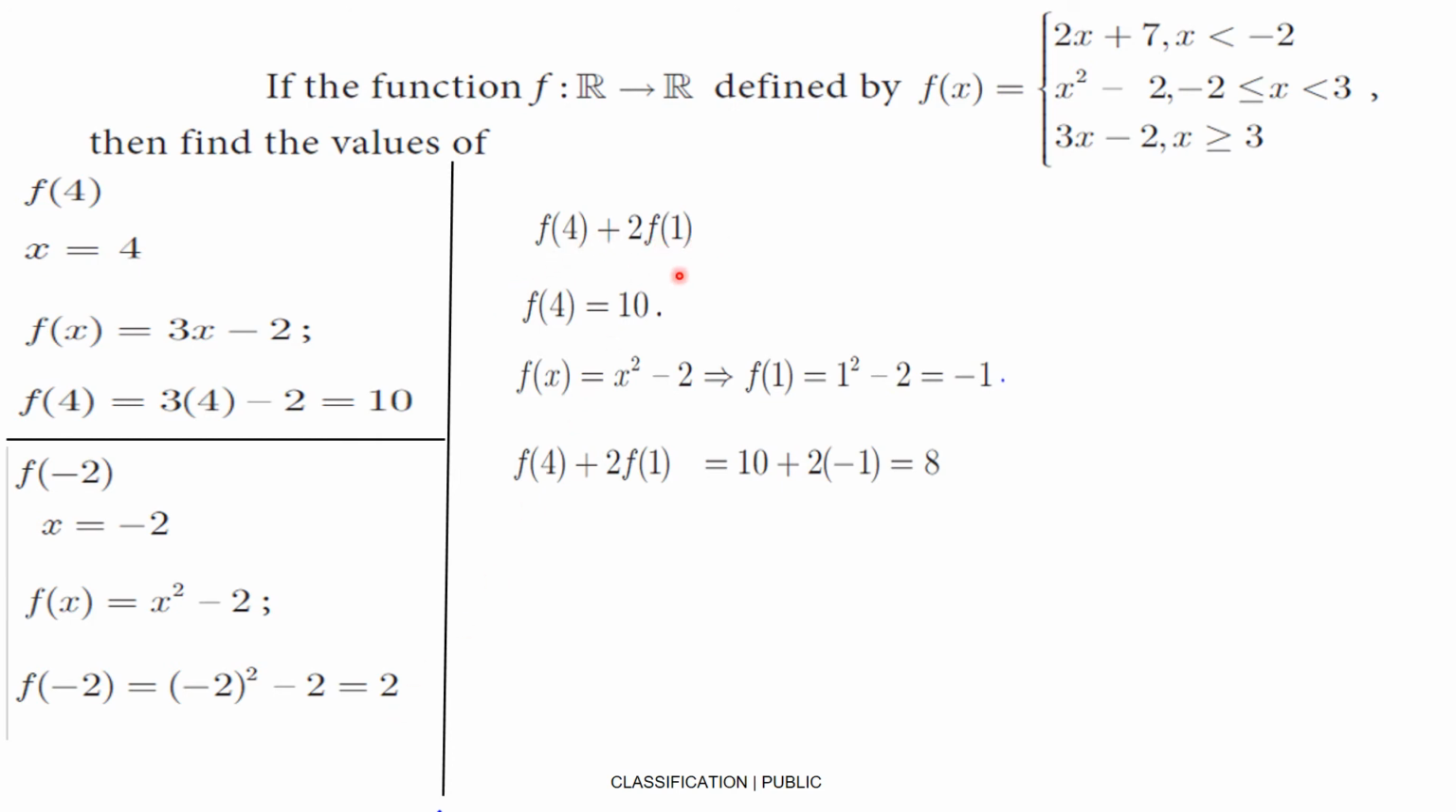Next question, f of 4 plus 2 into f of 1. F of 4 we already found out is 10. And f of 1 we have to find out. F of 1 means which one? x squared minus 2 only, because minus 2 to 3. So f of 1, substitute the value for x: 1 squared minus 2 equals minus 1. So f of 4 plus 2 into f of 1: f of 4 is 10 plus 2 into minus 1, minus 2. So 10 minus 2 equals 8. Understood, students?